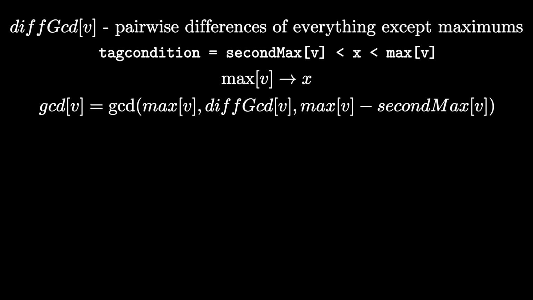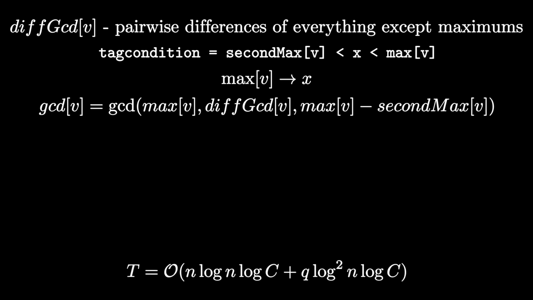The solution can be estimated as n log n log c plus q log square n log c by simply multiplying the asymptotics of the problem plus equal min equal by the logarithm of c. However, as in the previous problem, we can say that the logarithm of c can be not multiplied but added. Let's prove it. But why do we need to prove anything at all?